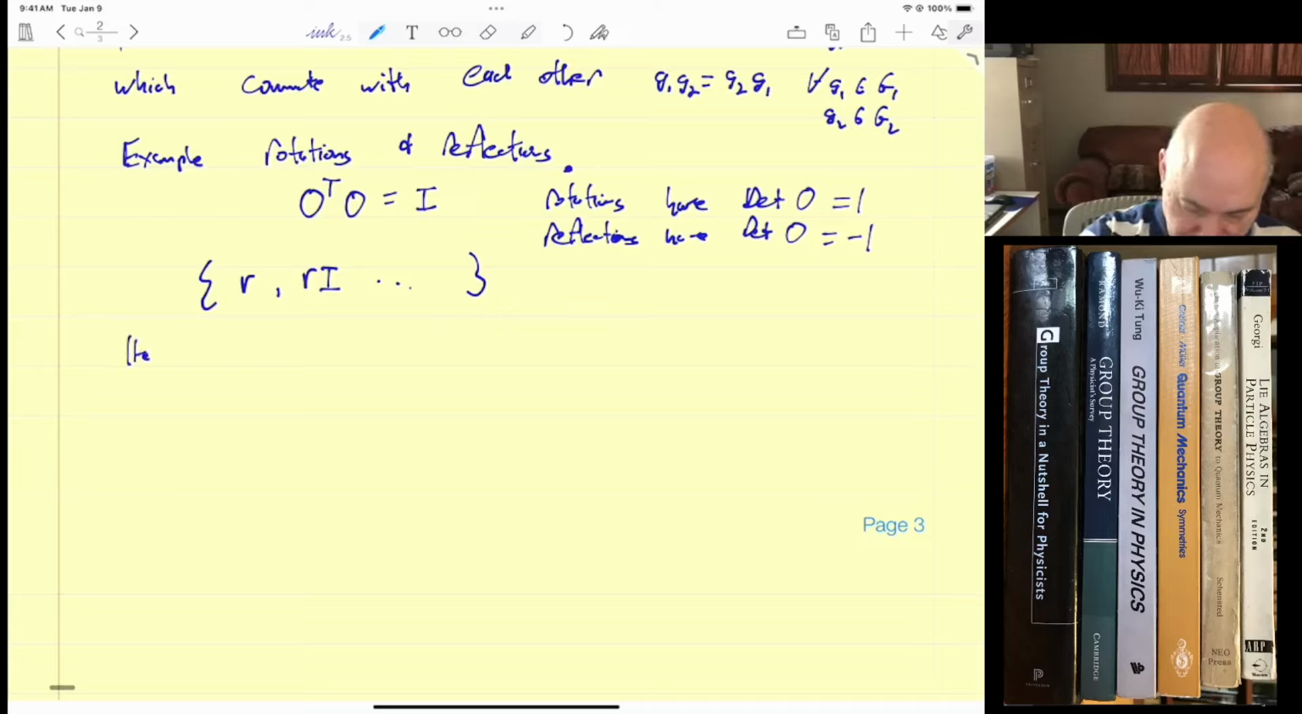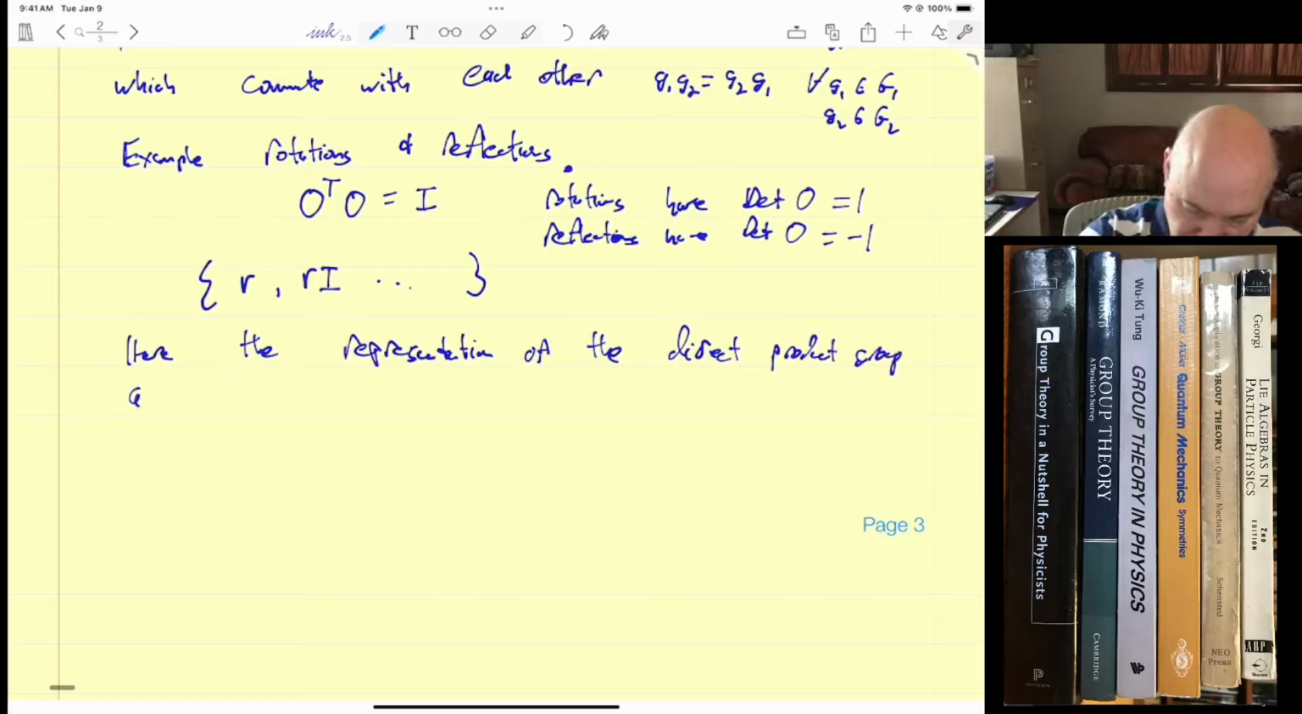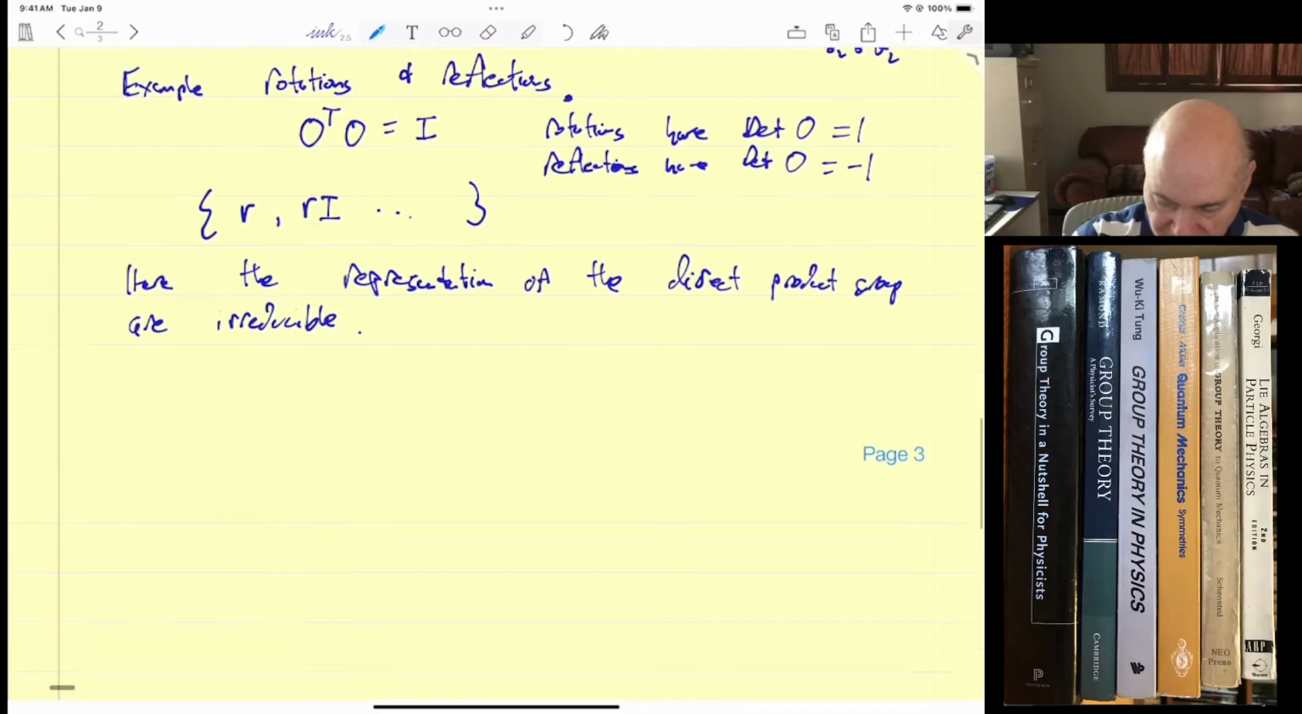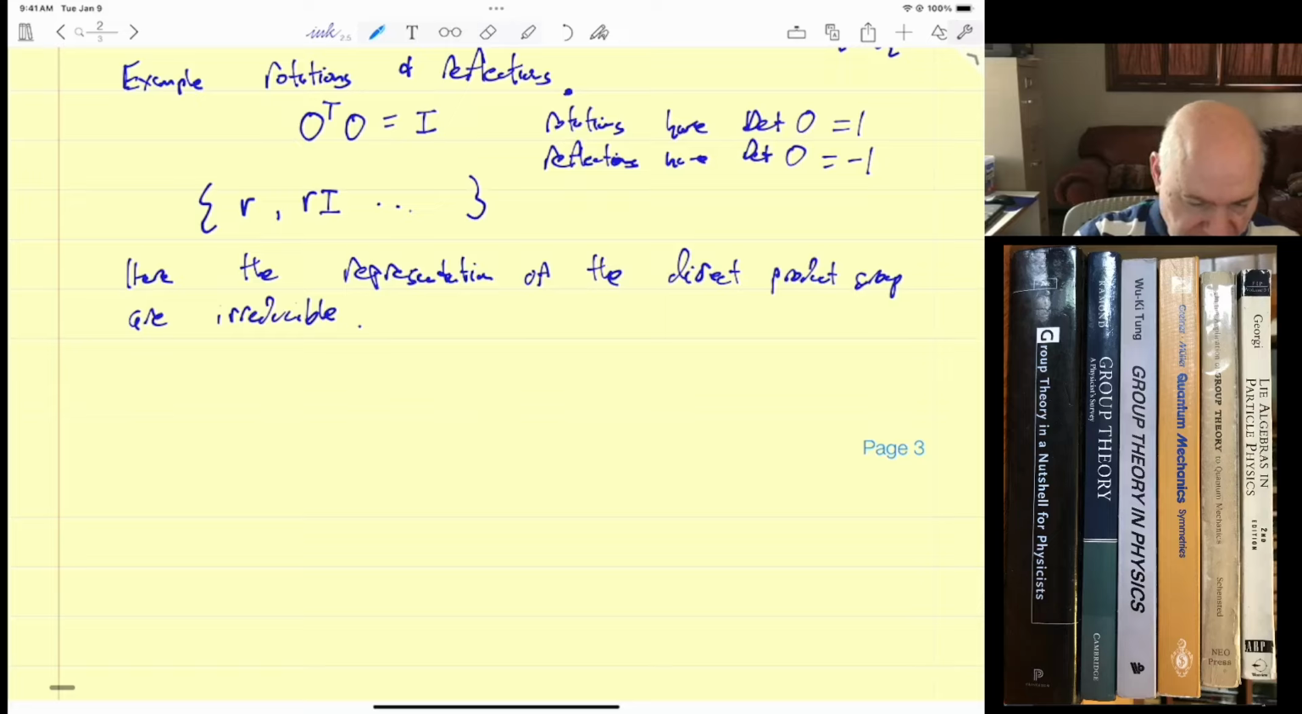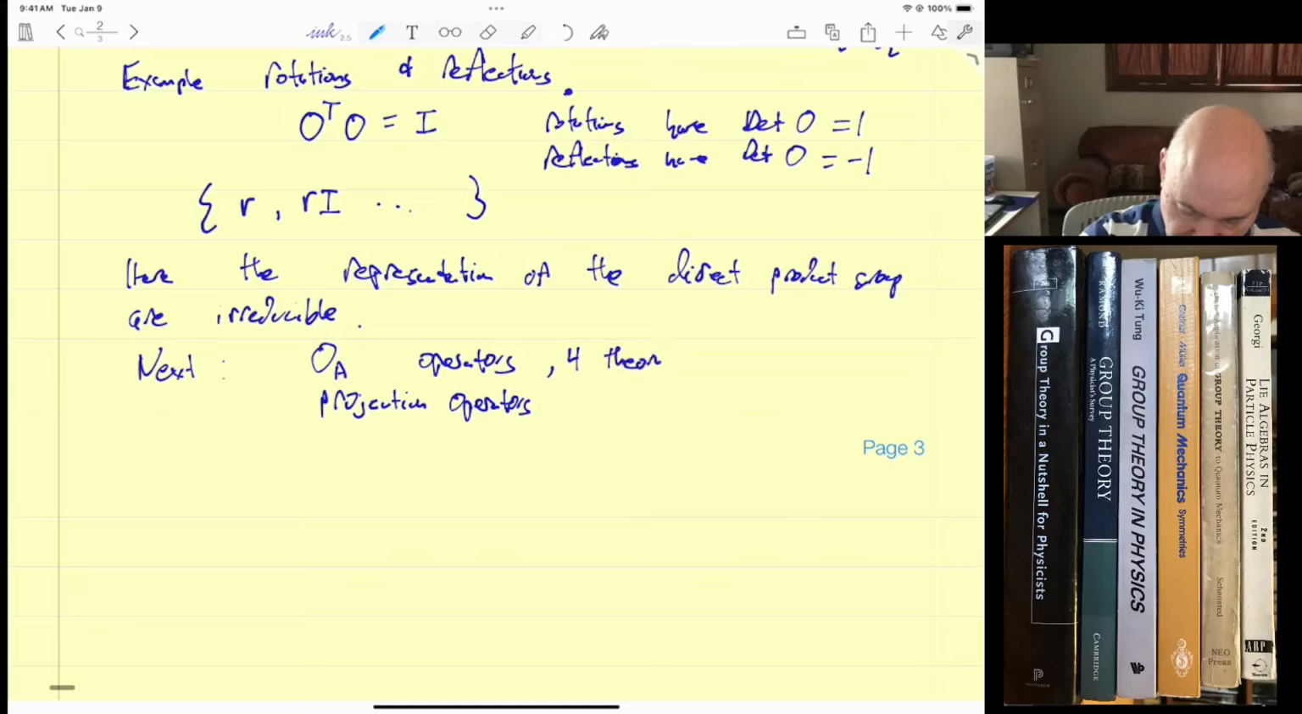And then you can take the representation of this direct product group, and the only thing I will say is that the representations of the direct product group are irreducible. And this is shown in the book. So that's what I want to cover in this part one video. In the next two videos, I'm going to cover the OA operators and the 4 theorems, and then projection operators. So I'll see you next time. Thank you very much.